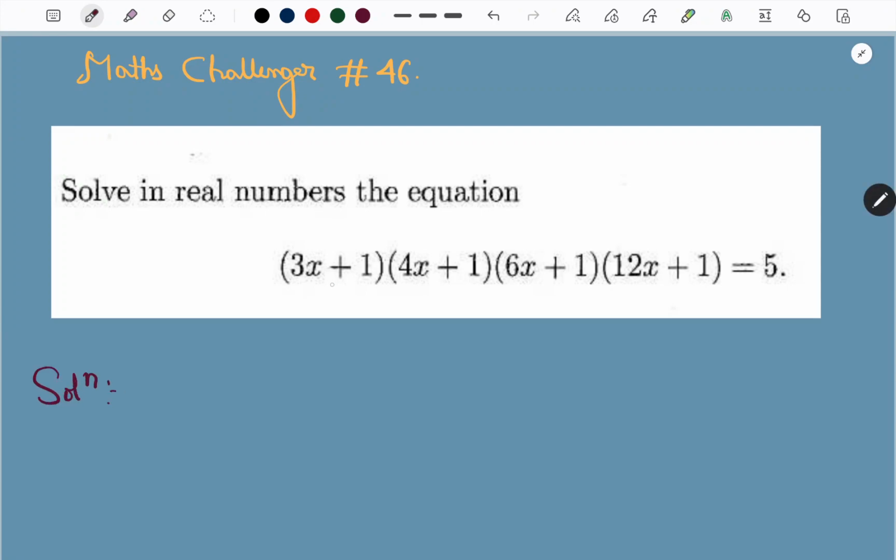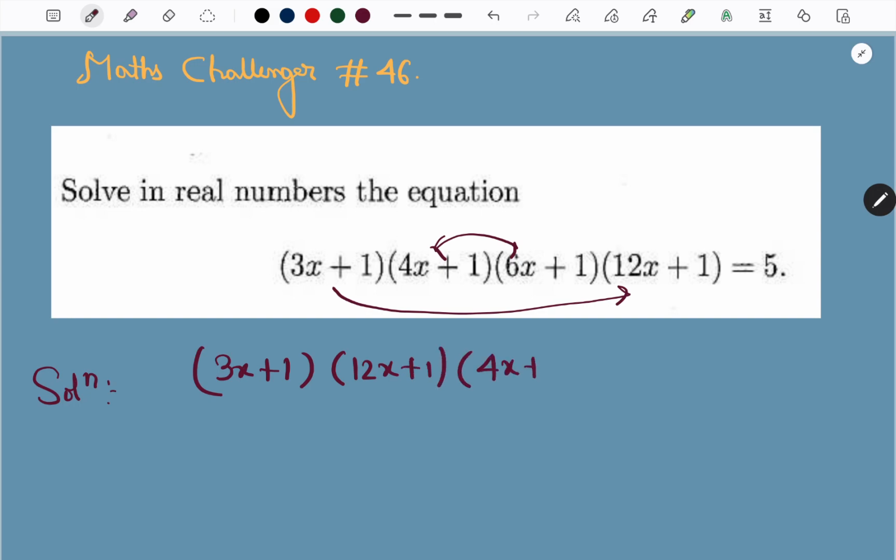Solution: we can multiply (3x+1)(12x+1) as one side and (4x+1)(6x+1) as the other side. And what is the reason behind it? We will get to know as we multiply and proceed. So this is (12x+1) or (4x+1) and (6x+1), that is equal to 5.